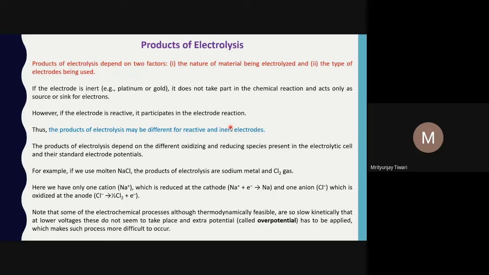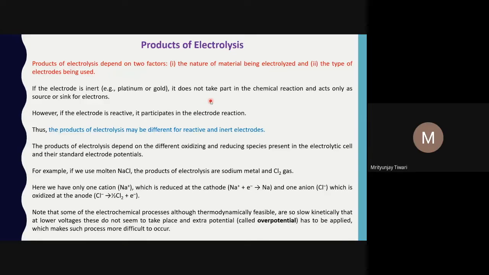For example, that we have seen in the case of the copper electrolytic cell that we use for the purification of copper. The anode was getting dissolved. Copper ion was being produced at the anode, because the anode was getting dissolved, and at the cathode copper ion was deposited.